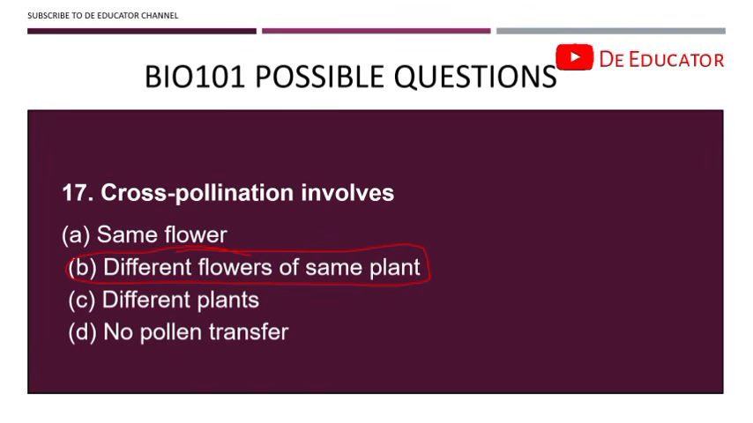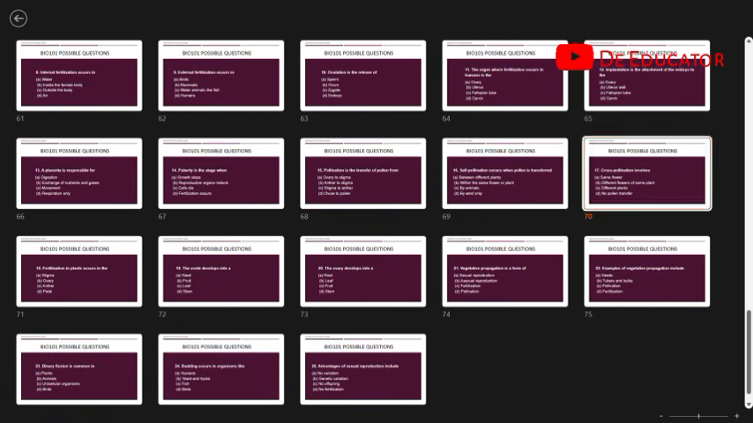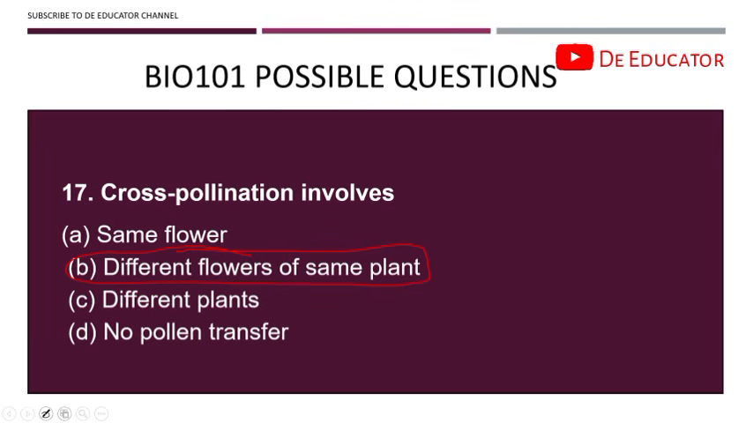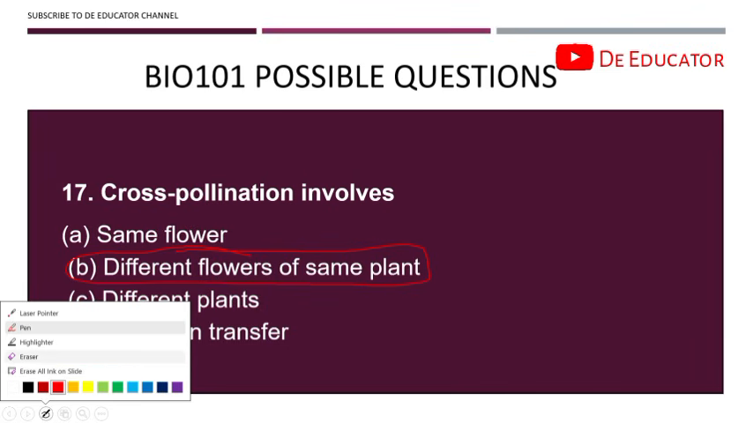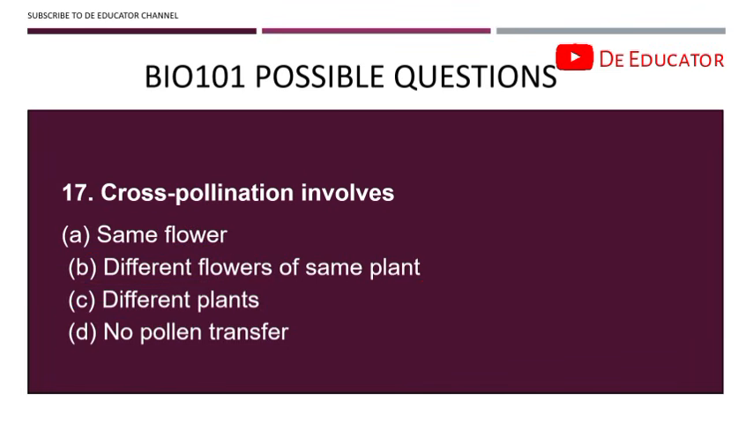Different flower of the same plant. This is wrong. Please take note. Different flower of the same plant is wrong because most likely that is what most people are going to pick. That is why it is very, very important for you to shine your eyes tomorrow when you are going to be doing your exam, or whenever you are going to be doing the exam.